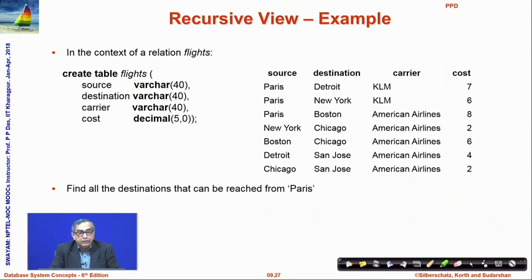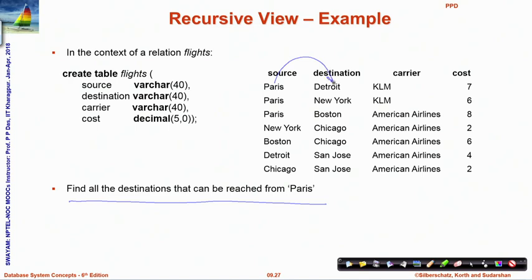This is in the context of a relation flights, where the 4 fields are as specified, and there is an instance shown which shows different sources and destinations of different carriers carrying people from one source to the other destination. What we want to find is all destinations that can be reached from Paris. You can see that from Paris, if I can reach Detroit, and from Detroit I can reach San Jose, then I can actually reach San Jose from Paris. So, that is the basic reachability.